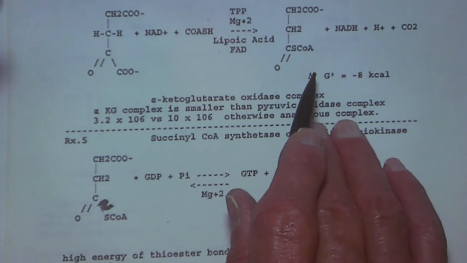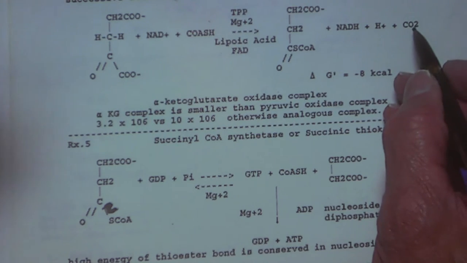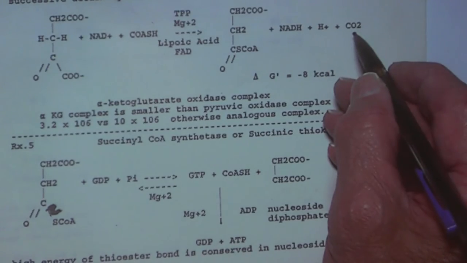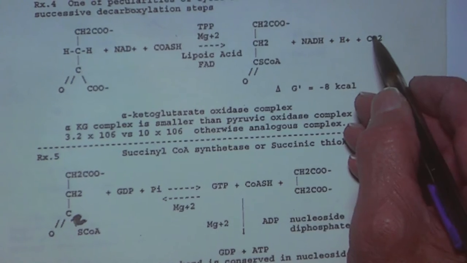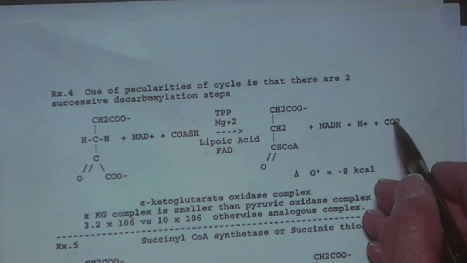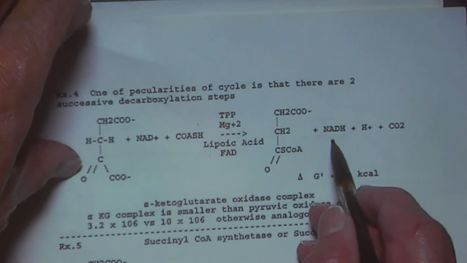In step 4, we get another NADH and release CO2. At this point, we have another 2 CO2s, so 2 plus 2 plus 2 is 6. All these carbons of the original molecule are gone as CO2. The energy that was in that molecule glucose is now stored in succinyl-CoA and NADH.